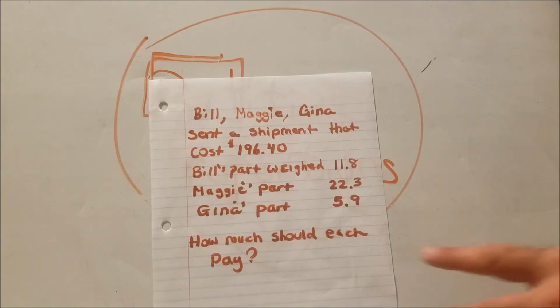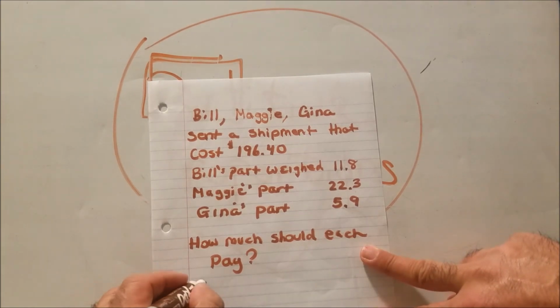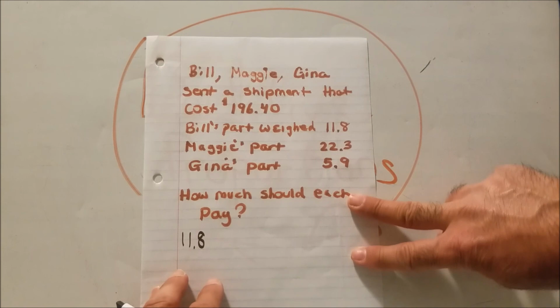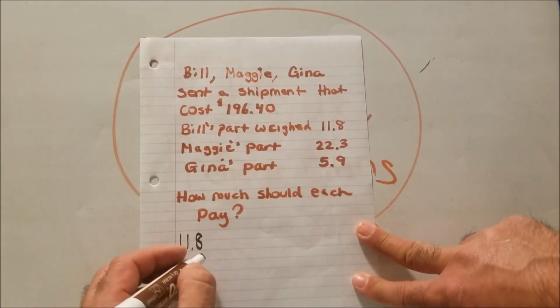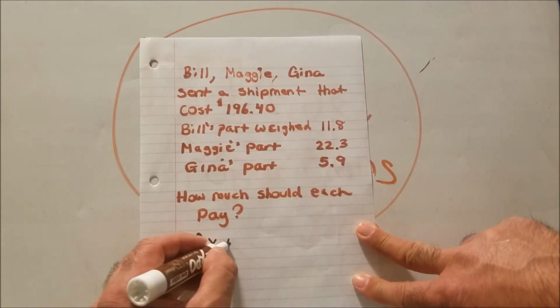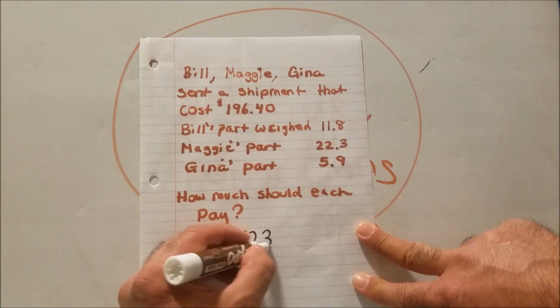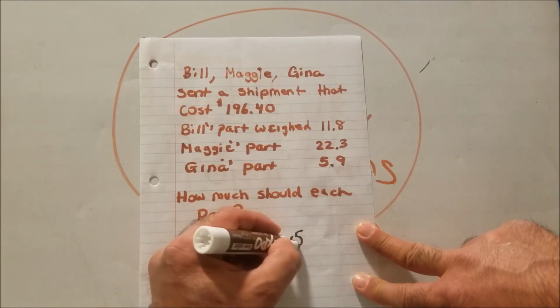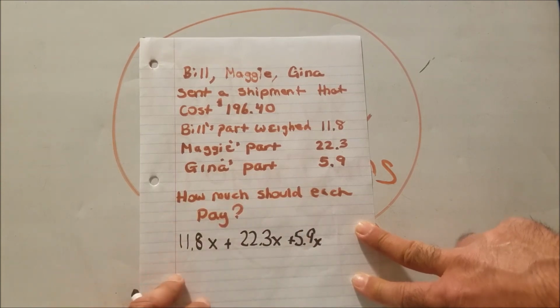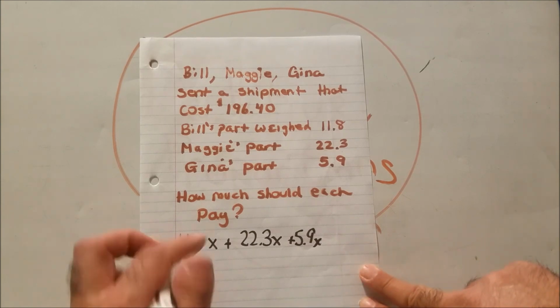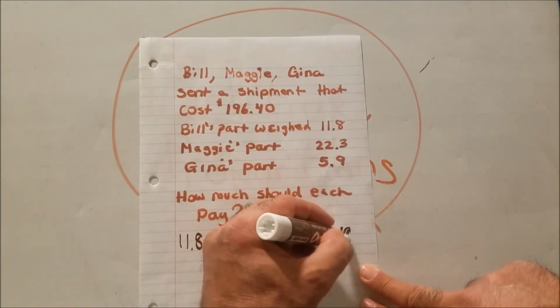All right. So again, we can put 11.8. Let's bring this up. We have 11.8, and we can use X. We'll use X, why not? And then we have 22.3, and we have 5.9X. There's all our X's. And all this has to equal 196.4.